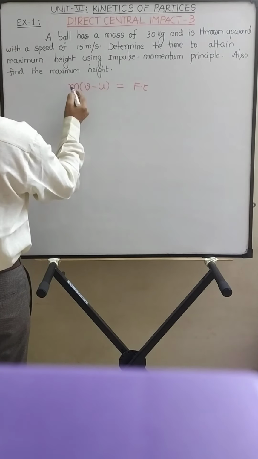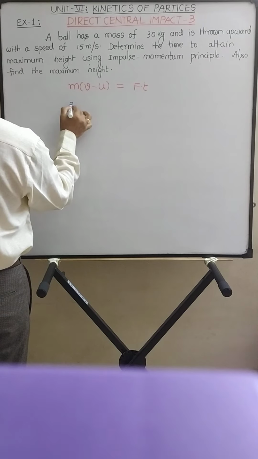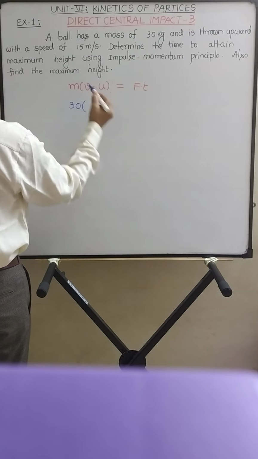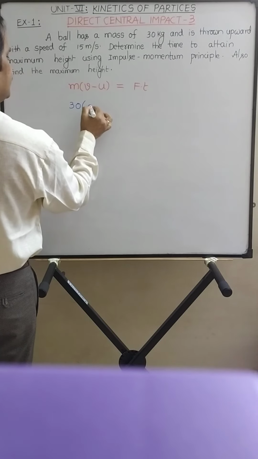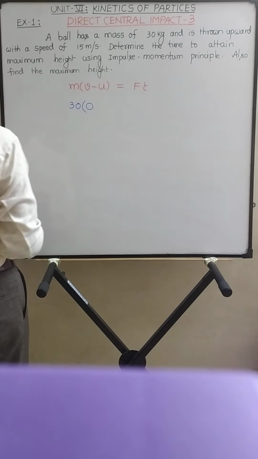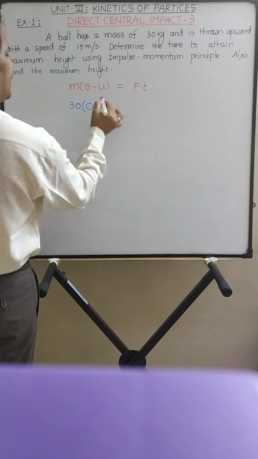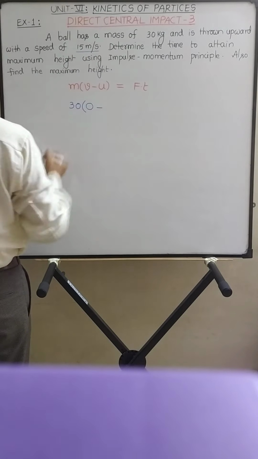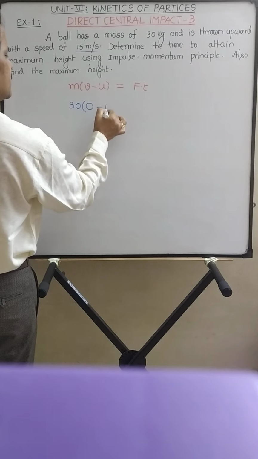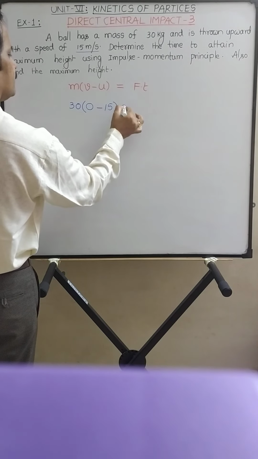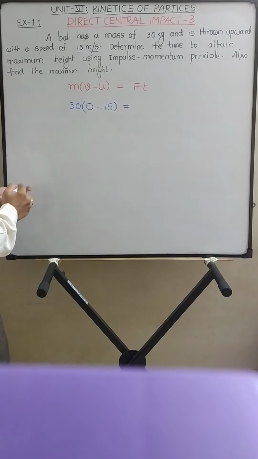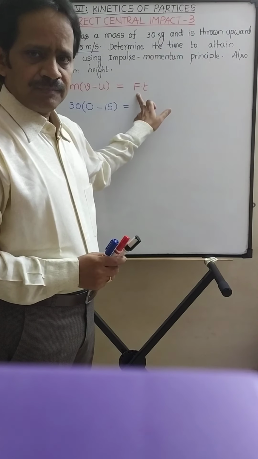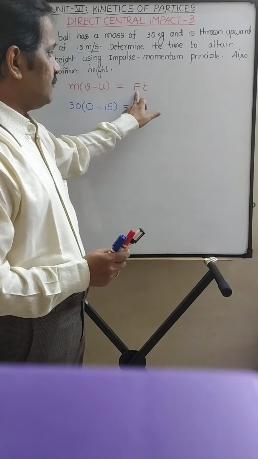So here mass of the ball is 30 kg. V is the final velocity. When it reaches the maximum height, its velocity becomes 0. Minus u is the initial velocity. So it is thrown upward with a velocity 15 meters per second is equal to, now the resultant force acting on the system into time. F is the resultant force.